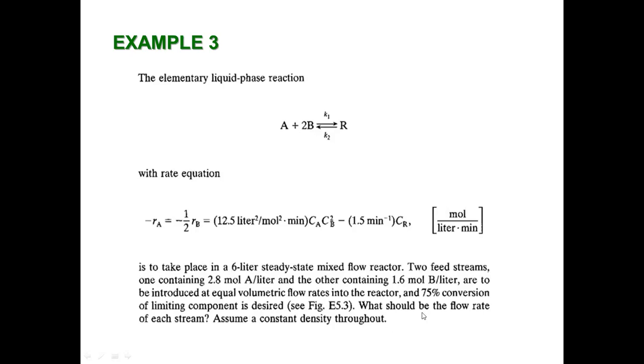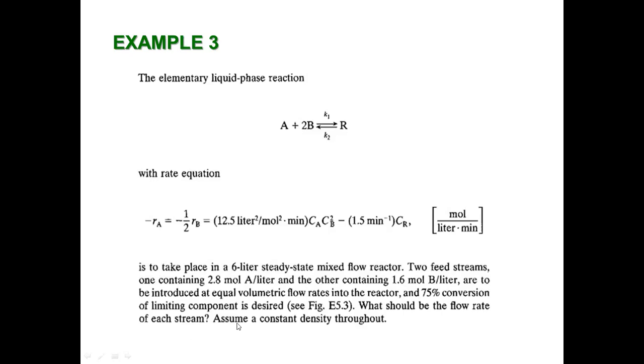Now, the conversion of the limiting component is 75%. This is the desired conversion for your limiting component. There's this mention of the limiting component because you have 2 components, you have 2 separate streams. So you are to determine first which of the 2 components is limiting the production of your product R. What should be the flow rate of each stream in this case?